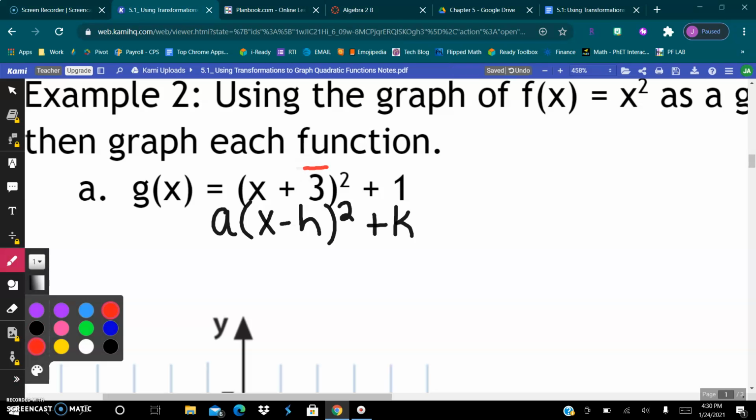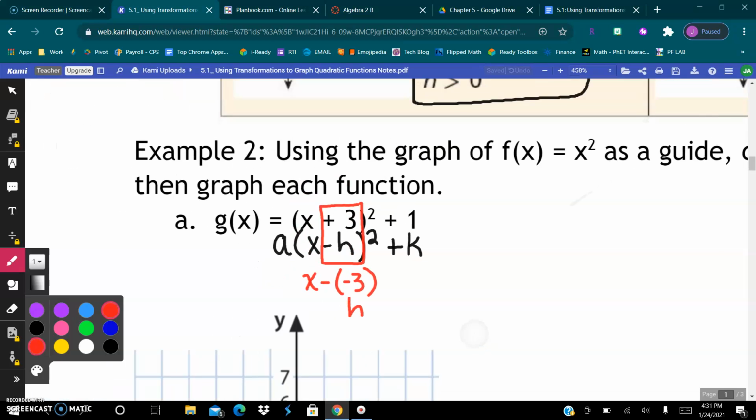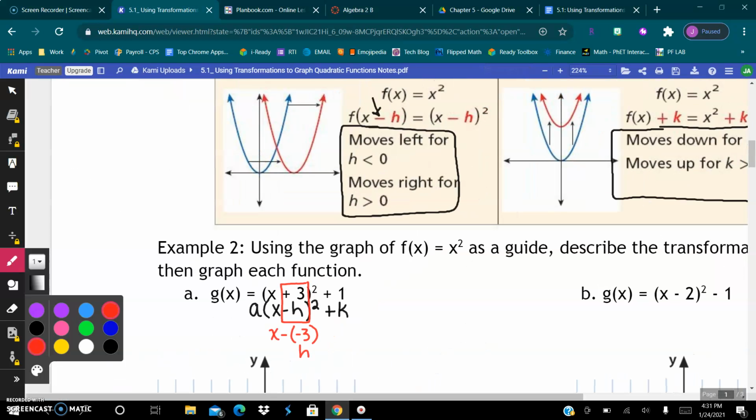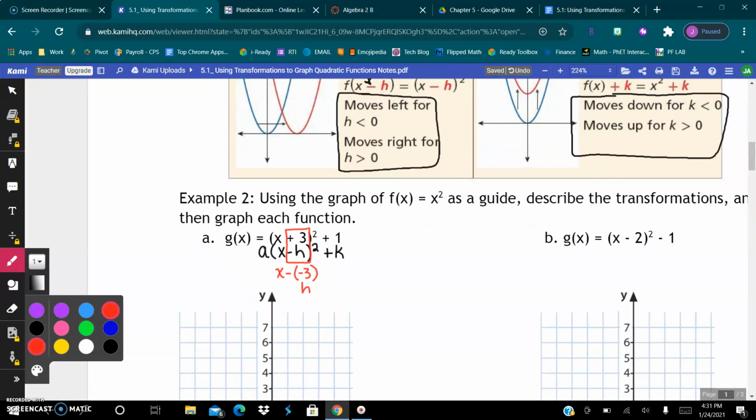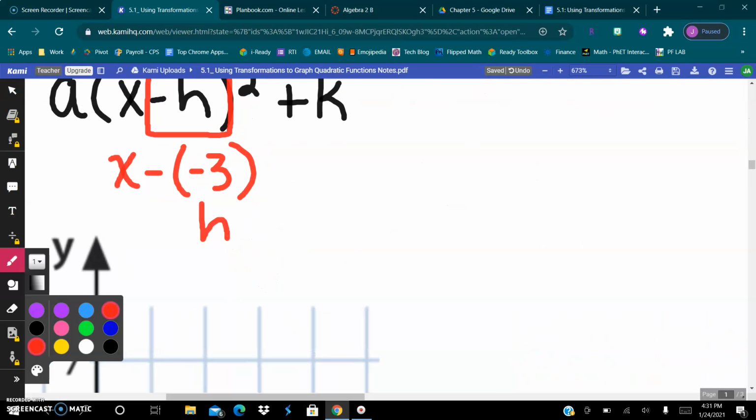So we're going to look right here for our horizontal shift, and notice it's a minus h, and our function that they gave us is plus 3, so it turned into a positive. So in order to turn into a positive, we would have had to do x minus a negative 3. So our h value is a negative 3, and up here it told us moved left when h was less than 0. So this is moved left 3 units.